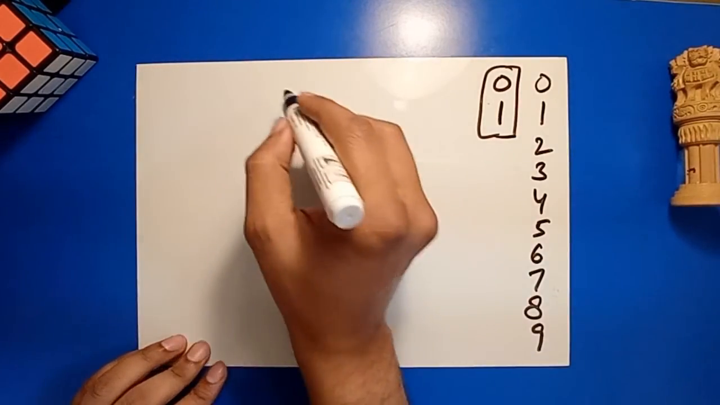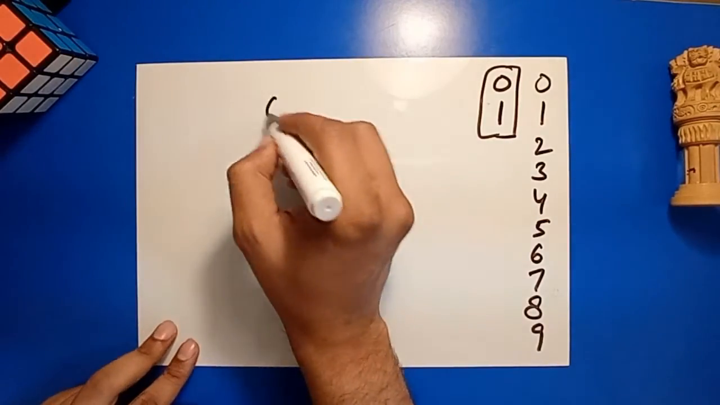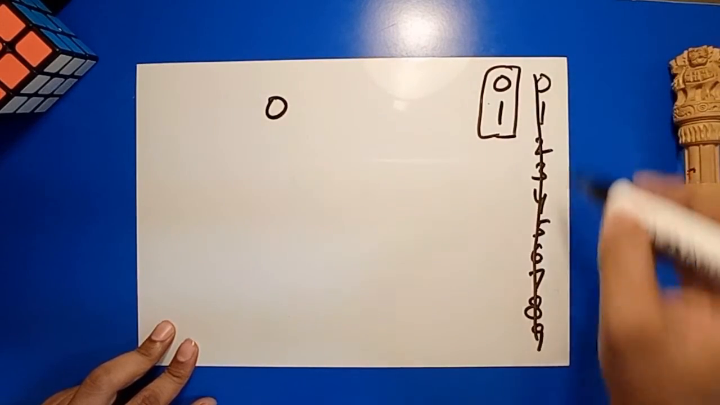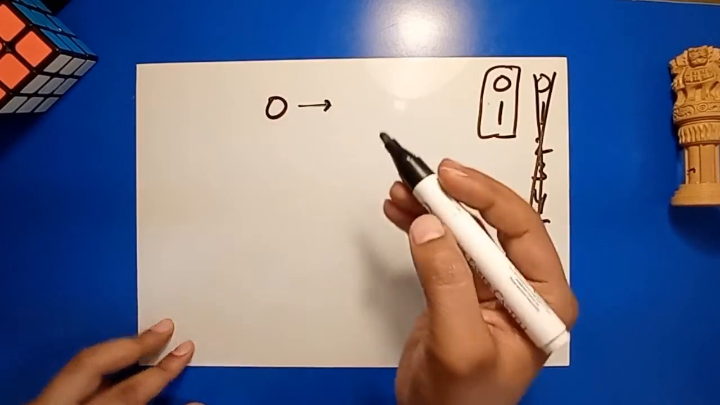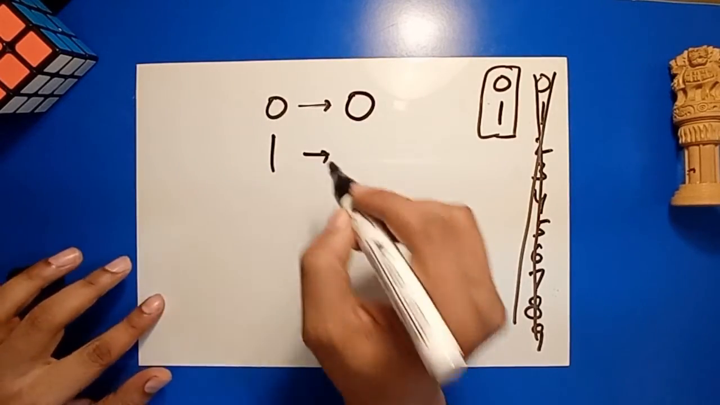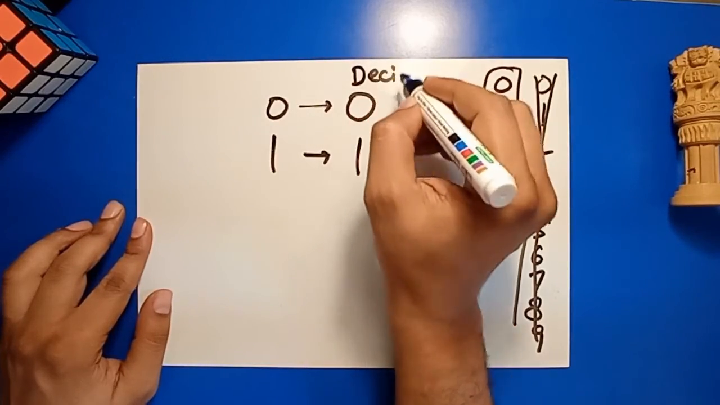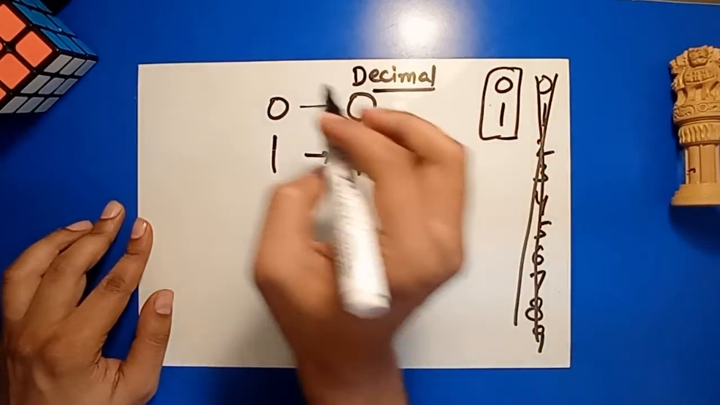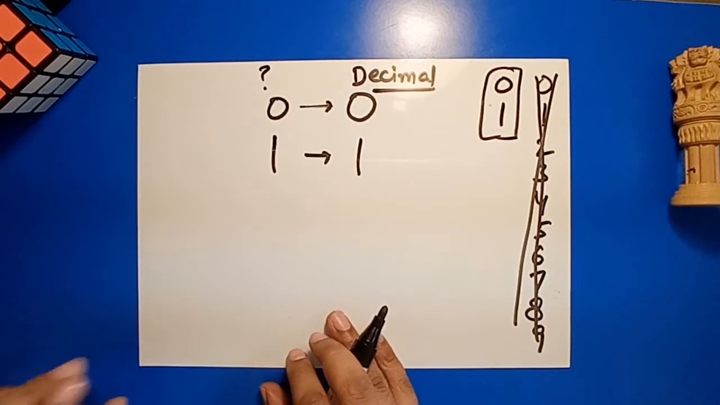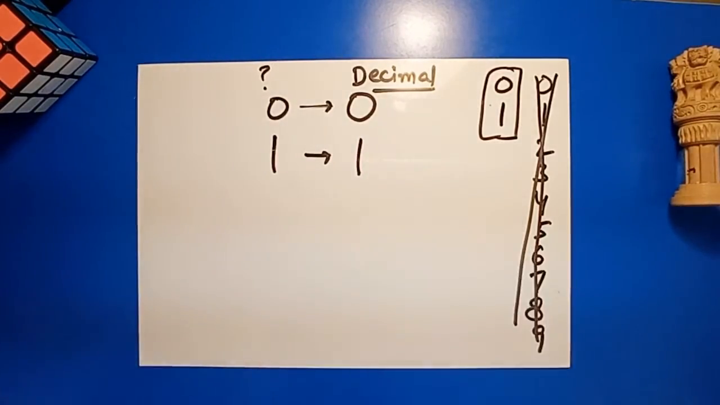So let's do it. 0 from this number system, okay, we are not talking about this. So 0 means, of course, nothing. 0. 1 means 1, of course. So this side we have the decimal number system which we all know, and this side we have a new number system which we will give a name very soon. Now what happens after 0 and 1? Because I don't have any other digits.